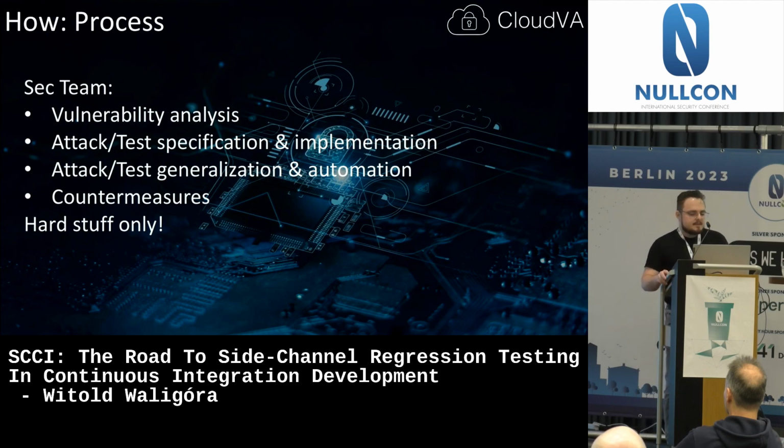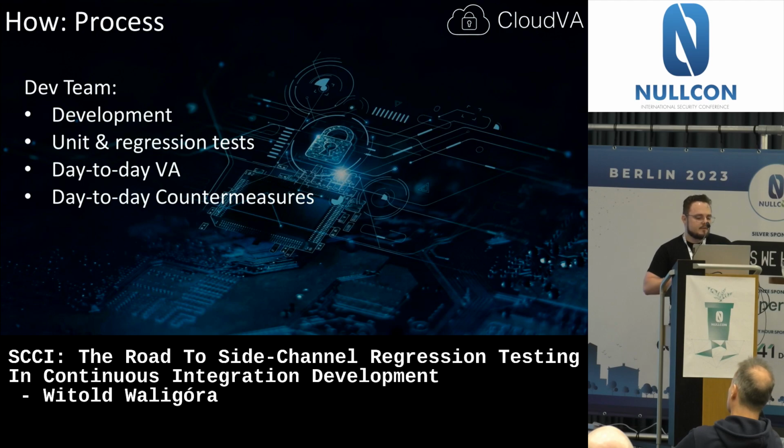During the standard DevOps cycle, the SEC team of course does vulnerability analysis, attack and test specification, and automation of countermeasures, but only for the hard stuff, the stuff that's new, the stuff that's just been discovered. The day-to-day vulnerabilities should be covered by the regression tests. So your development team would do that instead. And that's new in this process.